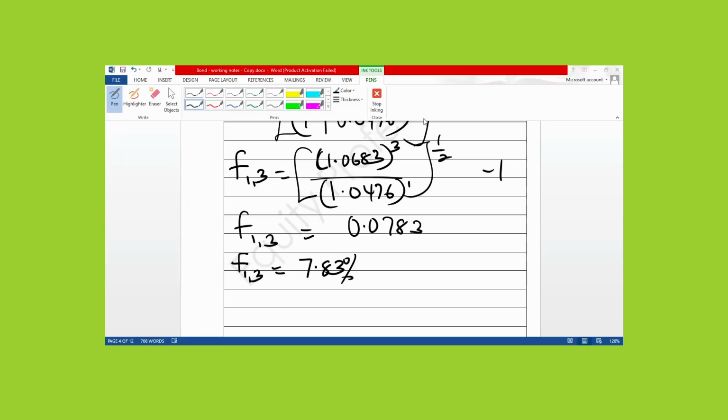All right, we were given this in class yesterday. We should have 1.0683 raised to power 3, divided by 1.047. Second function.